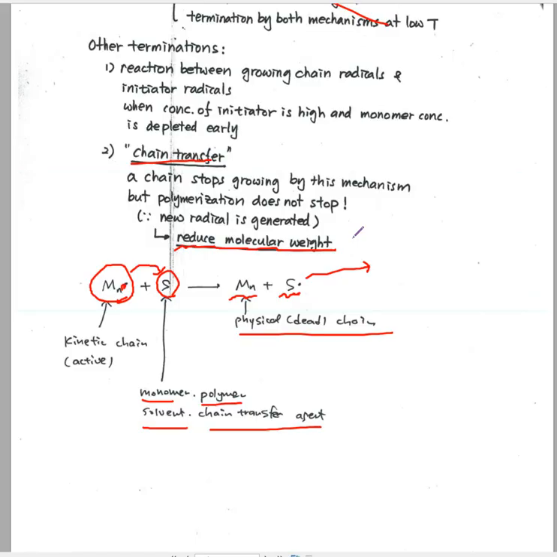So up to here we briefly introduced what free radical addition polymerization is and the overall three different steps: initiation, propagation, termination.